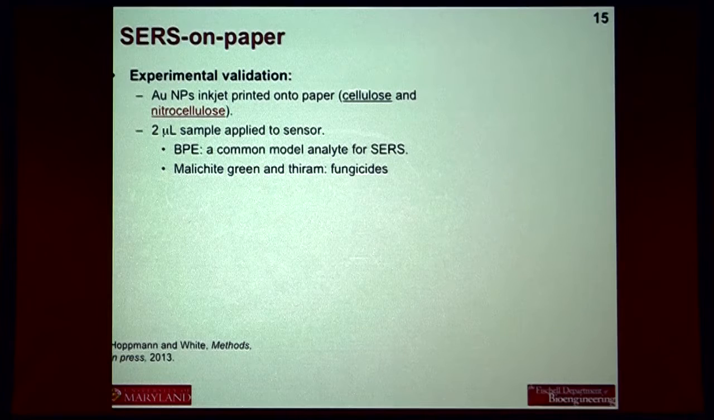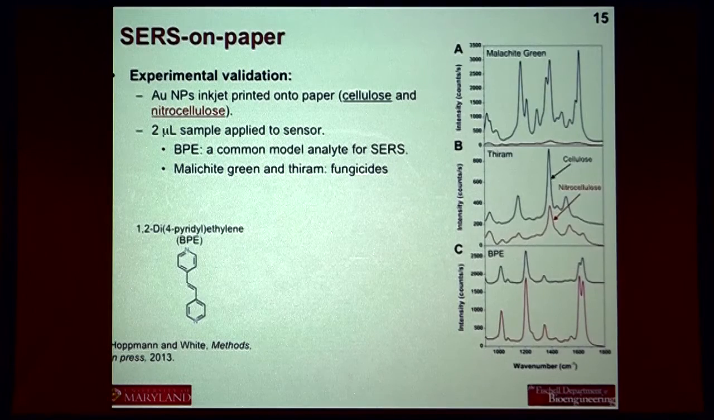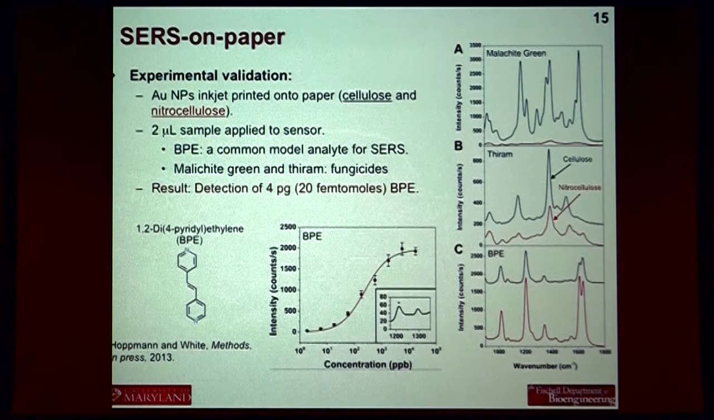Okay, so just the initial experimental validation. Here's a couple of fungicides. Thiram is used in produce a lot. Malachite green is a fungicide used in fish farms, and BPE is just another nice SERS molecule. With BPE, we've gotten down to 4 picogram detection of it.